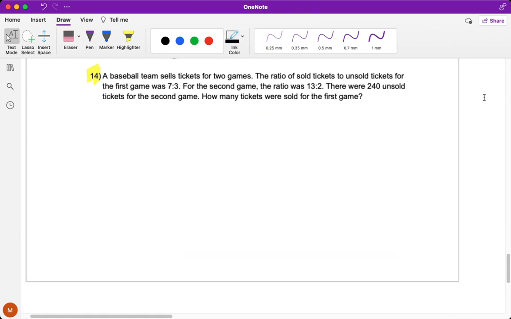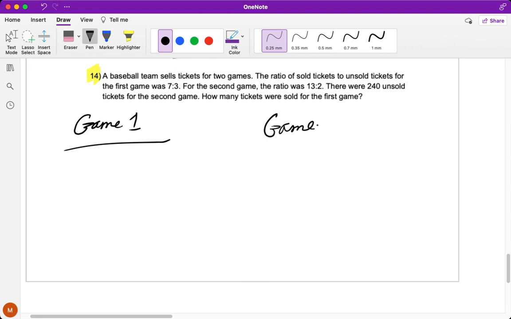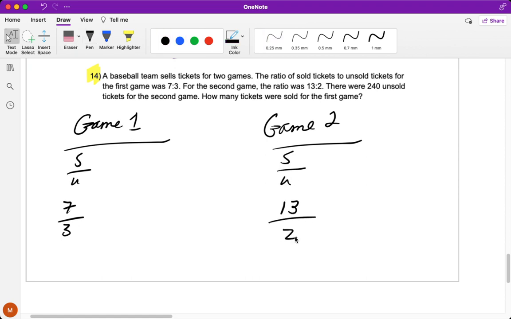All right, so for this 14 question, there are 2 different games that happen. So I'm going to say game 1 and game 2. It says the ratio of sold tickets to unsold tickets for the first game was 7 to 3. And the ratio of sold to unsold for game 2 was 13 to 2. There are 240 unsold tickets for the second game. How many tickets were sold for the first?